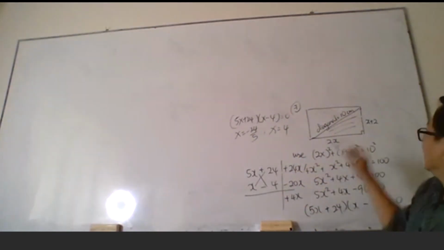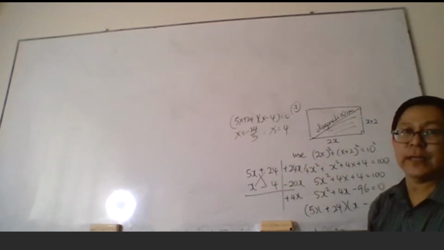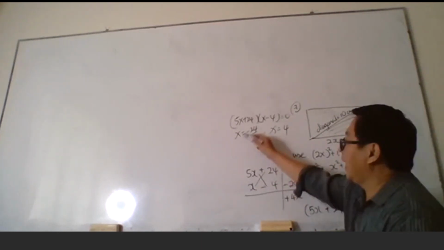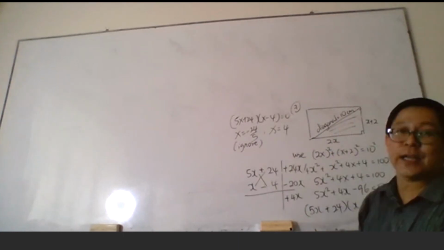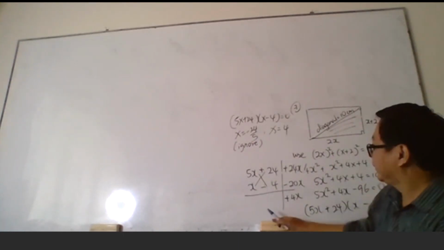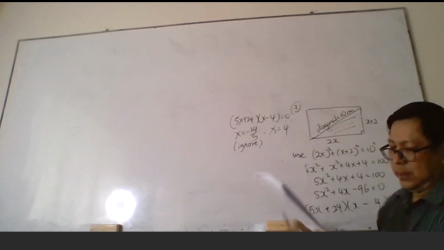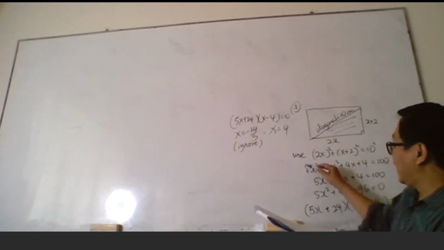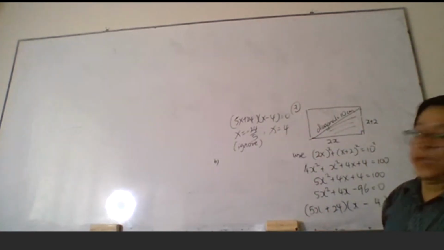And remember, the length of a rectangle is always positive. So I just ignore the negative value. So this is only for your A. And what about B? How am I going to find the area?